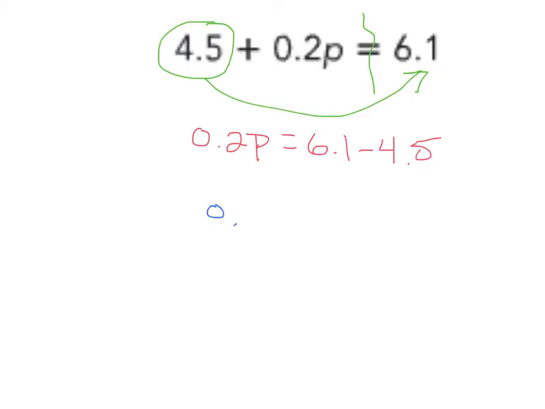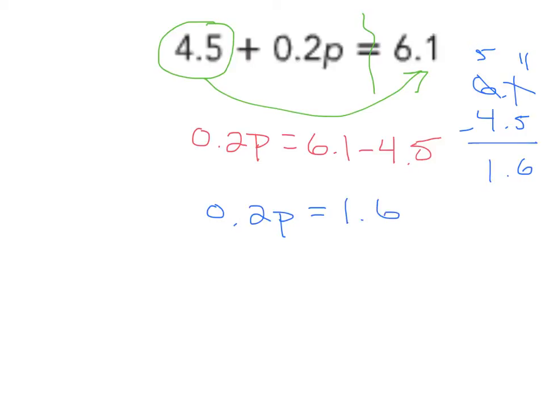This will become 0.2p equals 6.1 minus 4.5. So we're going to subtract. Make that 11, make that a 5. 11 minus 5 is 6. 5 minus 4 is 1. So now we draw the wall. We've got to divide both sides by 0.2. These cancel out. We're left with p.